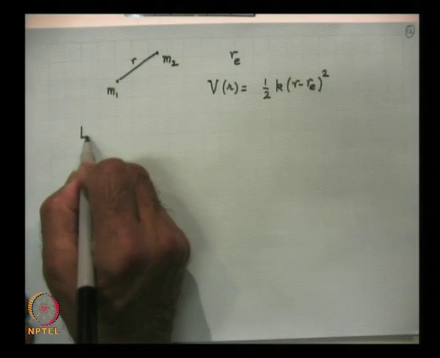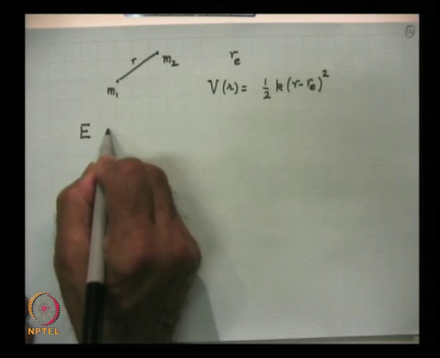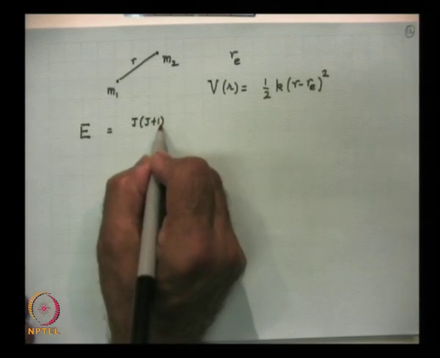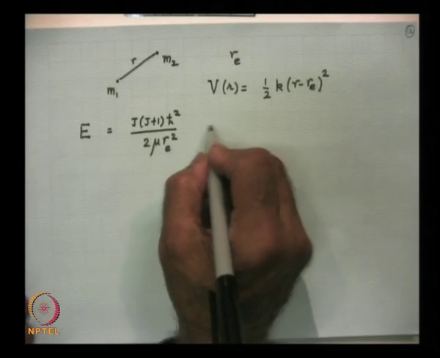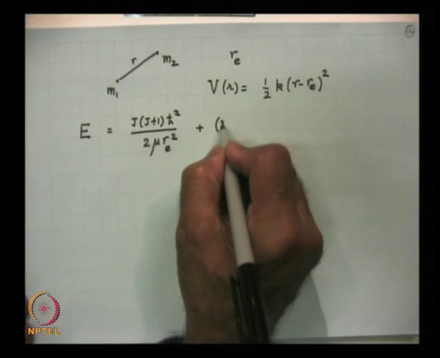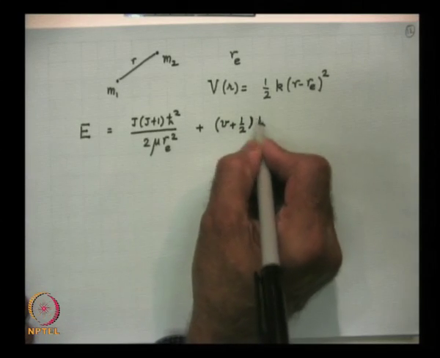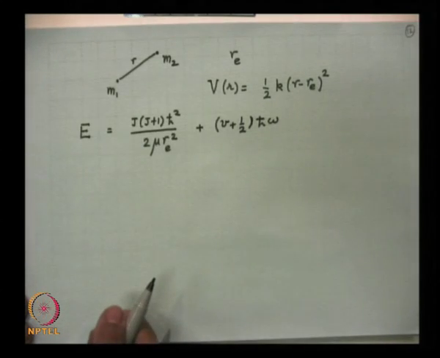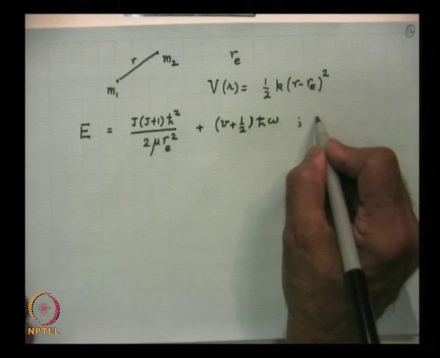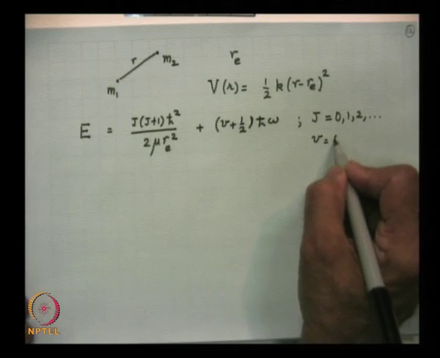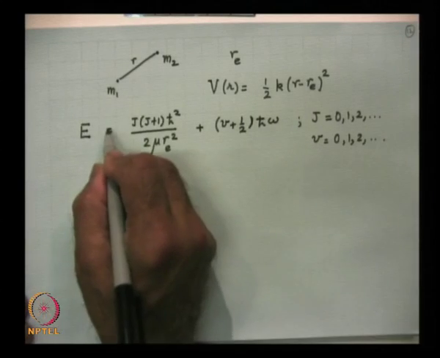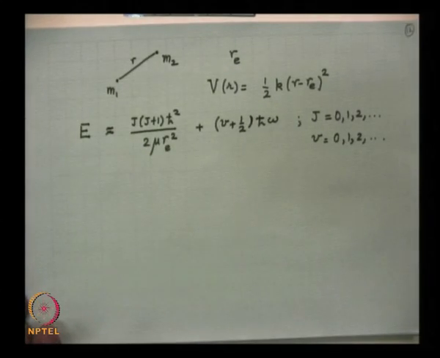we had found that for small vibrations the total energy consisted of two parts: J into (J plus 1) h cross square by 2 mu Re square, which is the rotational energy of the diatomic molecule, plus (V plus half) h cross omega, which is due to the vibrational energy. The quantum number J can take the values 0, 1, 2, 3, and the vibrational quantum number V will also take values 0, 1, 2, 3. Actually, this is approximately true for small vibrations, but this is a fairly good description of the energy levels of diatomic molecules, as we will see.